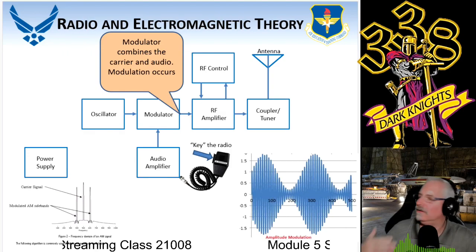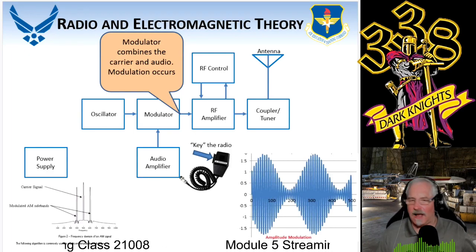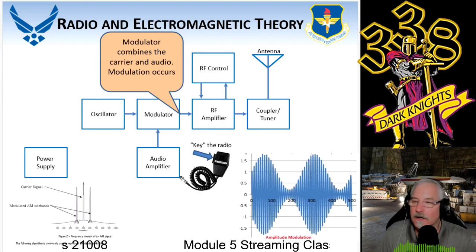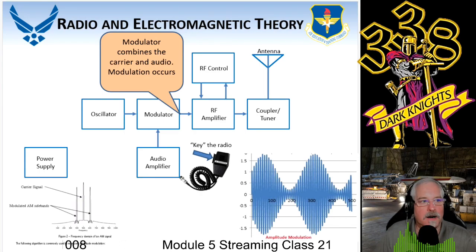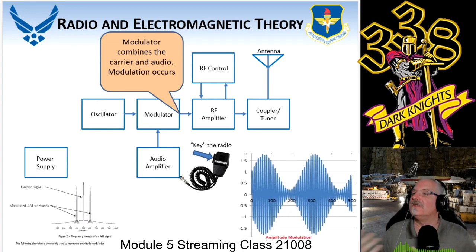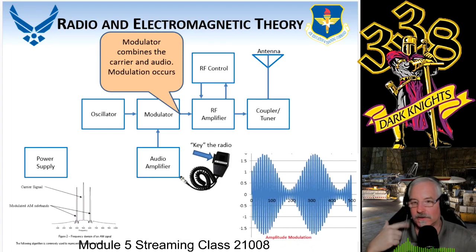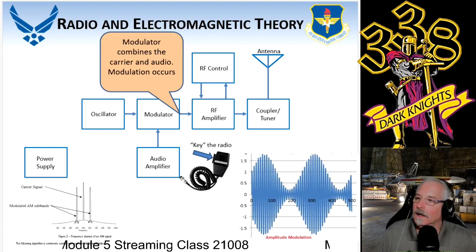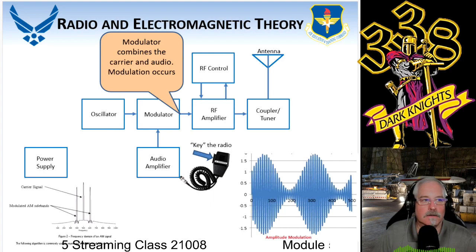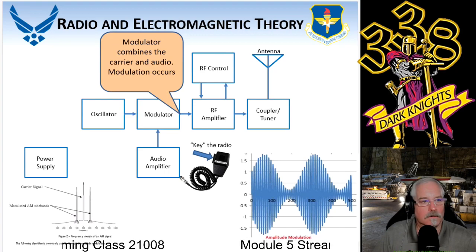Let's just pretend I have my radio selected at 300 megahertz. My oscillator is going to generate 300 megahertz. Key the radio, I'm going to speak into it. Let's just say I've got an audio oscillator on it, that way I get a steady tone and not my voice going all over the place, and it gives a 1 kHz tone. So when it gets up to the modulator, you're going to have an upper and lower sideband.